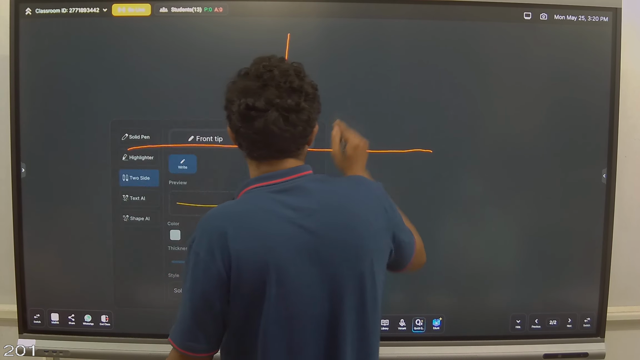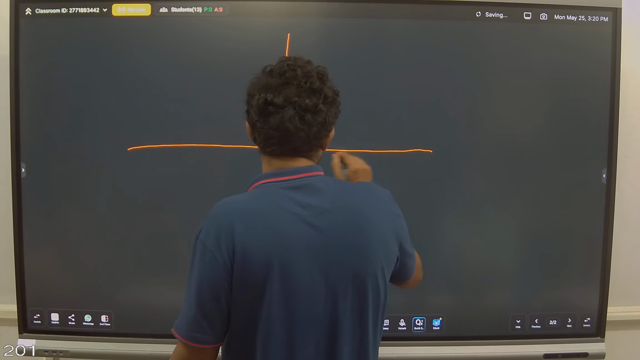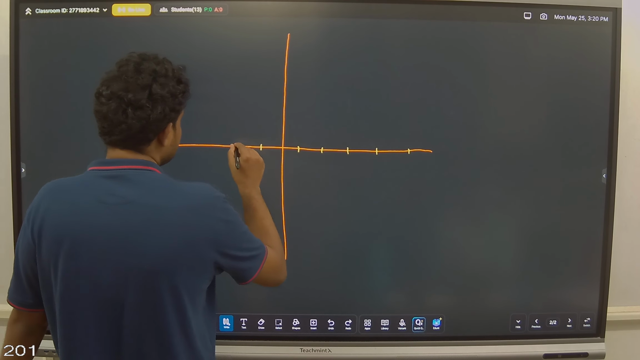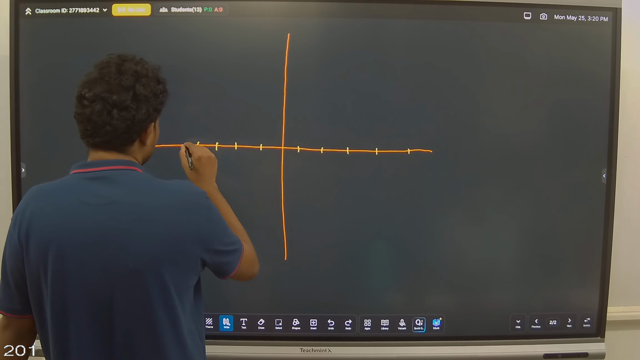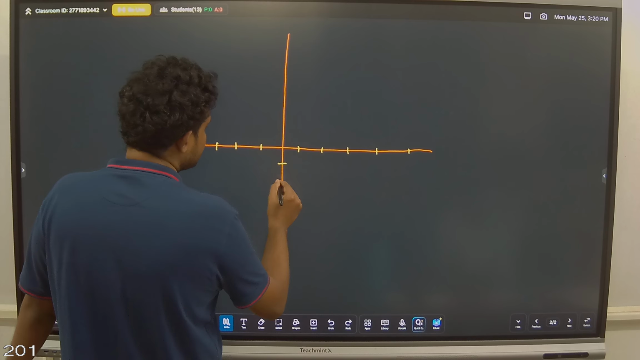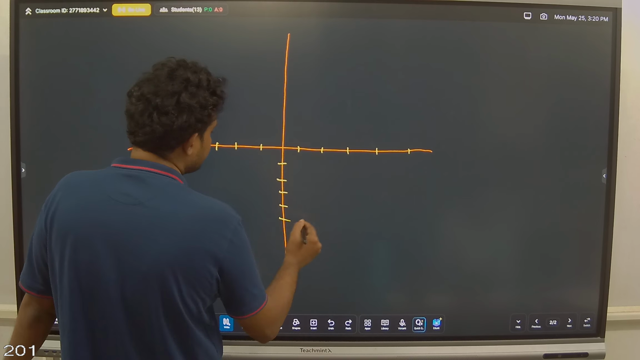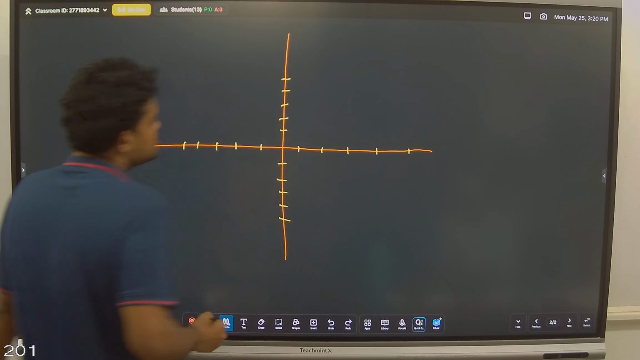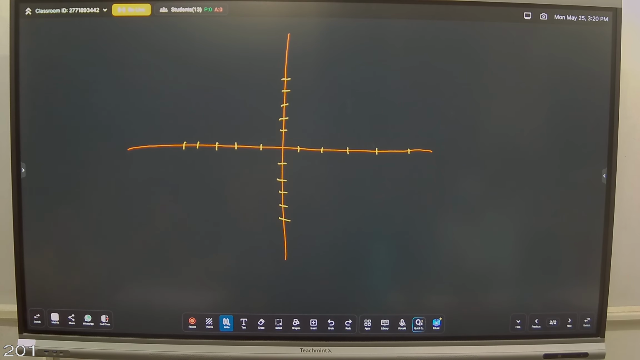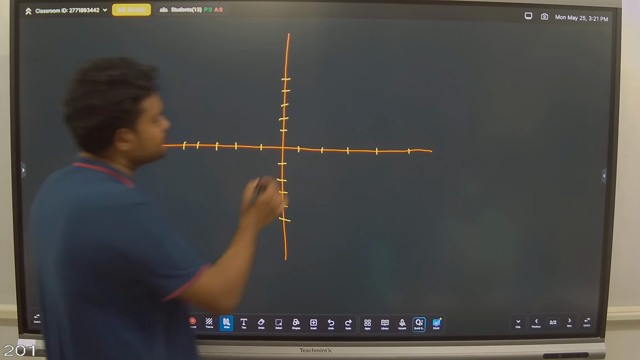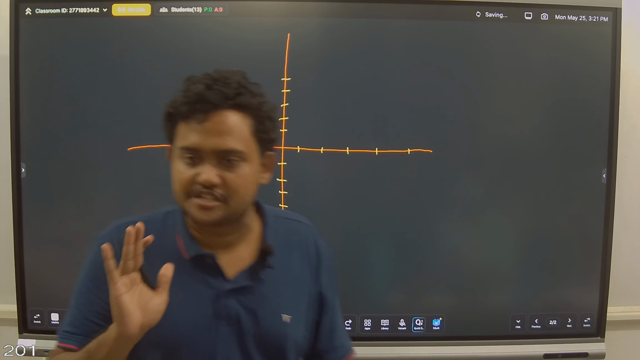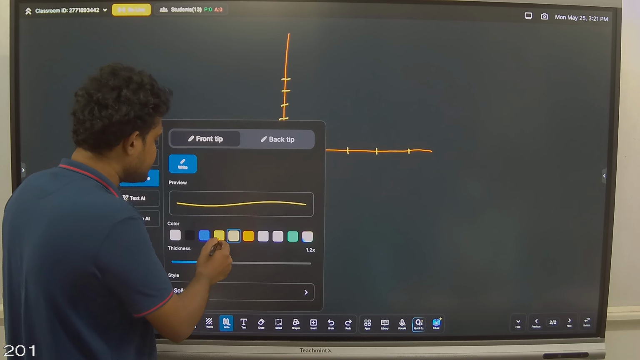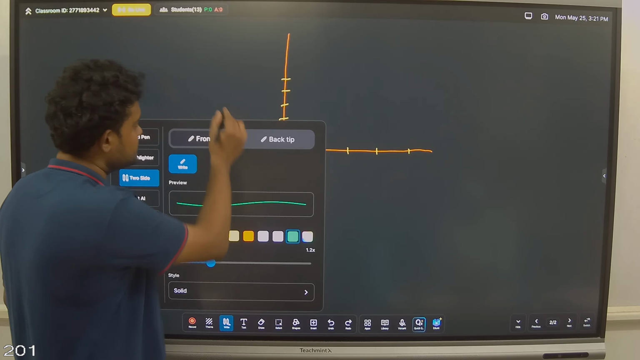So here, this is 1, 2, 3, 4, 5, minus 1, minus 2, minus 3, minus 4, minus 5, and on the other axis, minus 1, minus 2, minus 3, minus 4, minus 5, 1, 2, 3, 4, and 5. So for y equal to minus x, first of all, you know that this is the equation of a straight line, right? You know that y equal to mx is the equation of a straight line simply because it is linear, right?